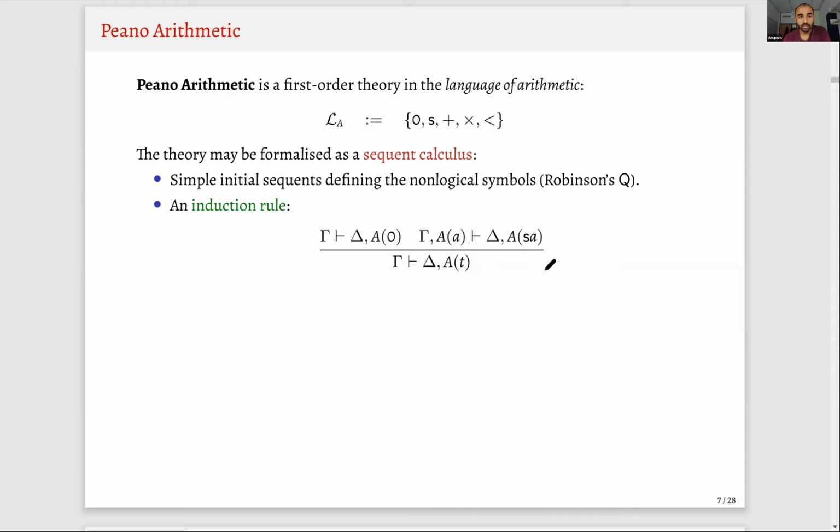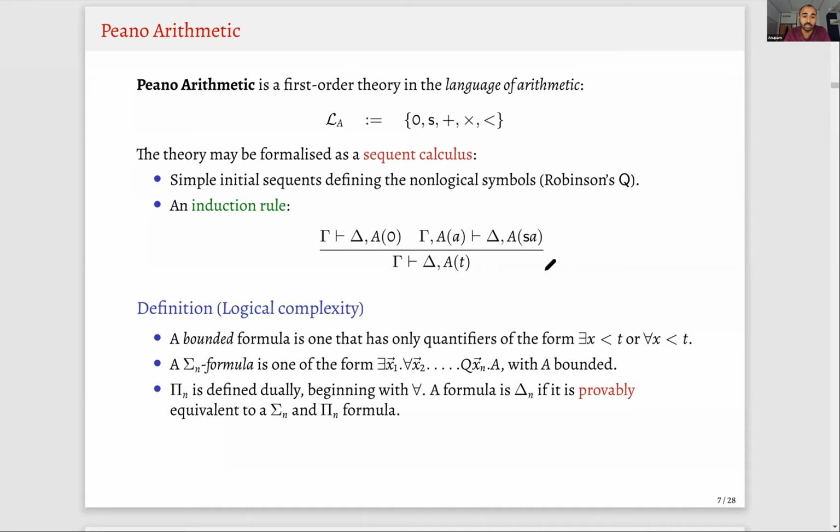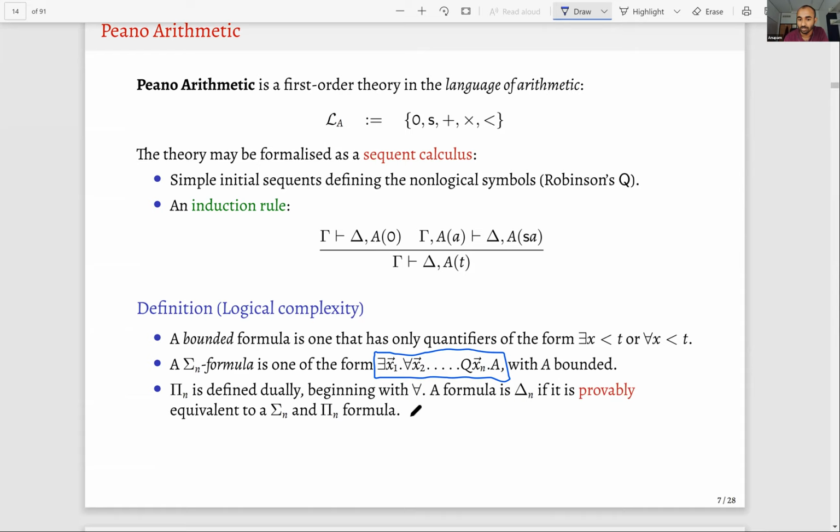The key thing that we have in Peano arithmetic is this delineation of the theory by certain fragments. The fragments are delineated by what's called logical complexity. Again, this is a bit of a big definition, but maybe just focus on the second bullet point. A Sigma n formula, if you've not seen it before, is just one of this form: a string of quantifiers, beginning with exists, of length n. So you have n alternations of quantifiers, and then you have a formula A, the matrix, which has only bounded quantifiers. The idea is that this A is a provably recursive predicate in the theory. If you look at the Sigma n formulas, they form what's called the arithmetical hierarchy. Each next level is strictly more expressive than the previous level. Pi n is defined dually, beginning with for all instead of exists. And then an important class are these Delta n formulas, which are provably equivalent to both Sigma n and Pi n.